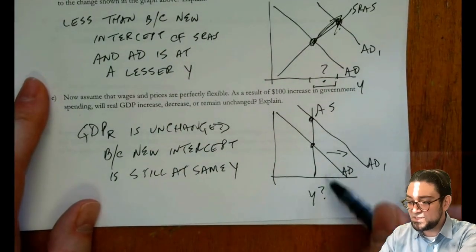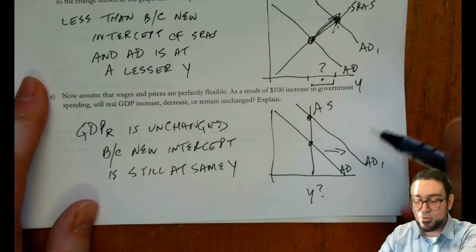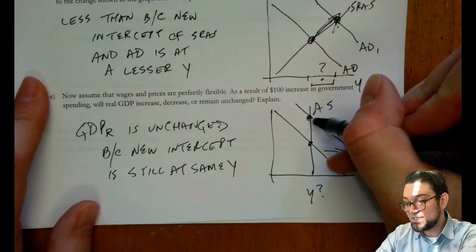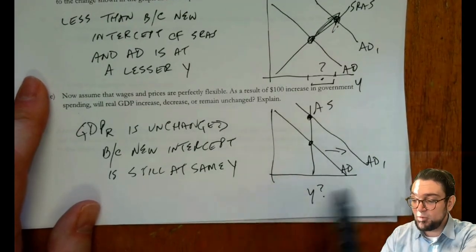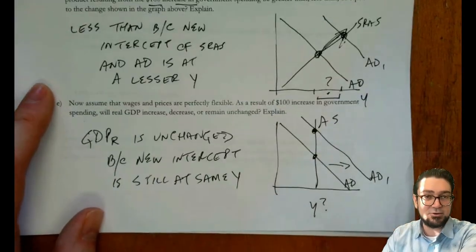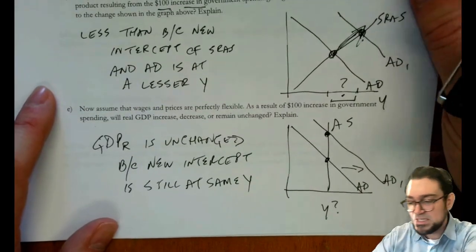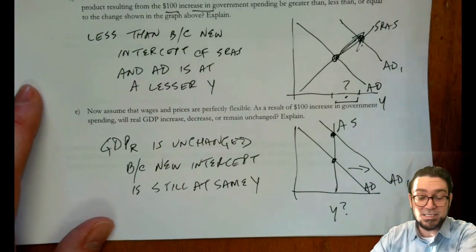And again, we can consider the graph here to help us understand that. That new intercept is going to be at the exact same Y level that it used to be. And this is the old model, how we used to model aggregate supply. So that's an interesting throwback to the old days, like the 1950s, maybe even earlier, the 1920s.